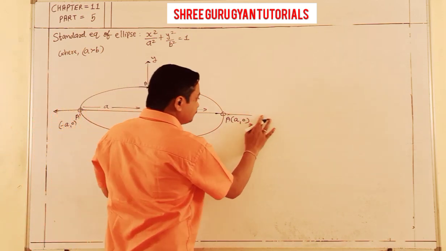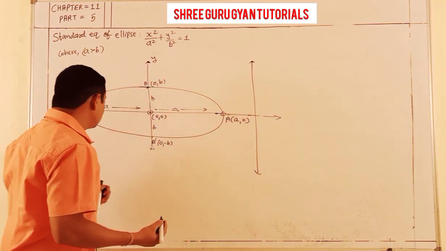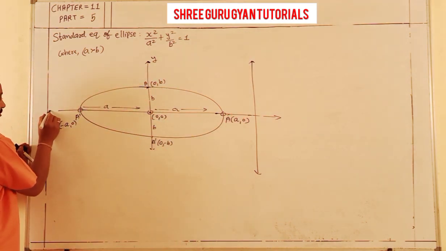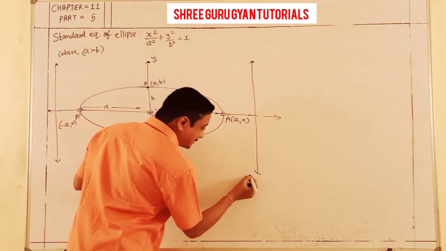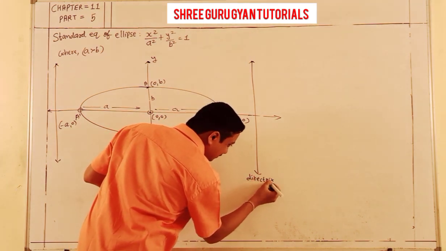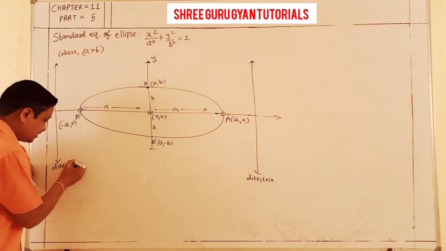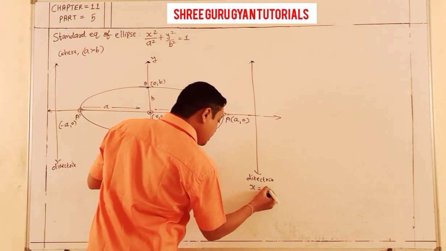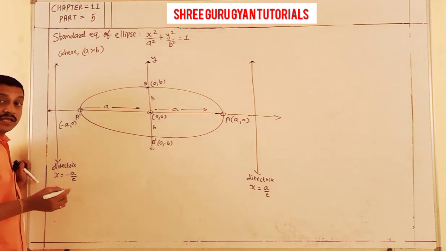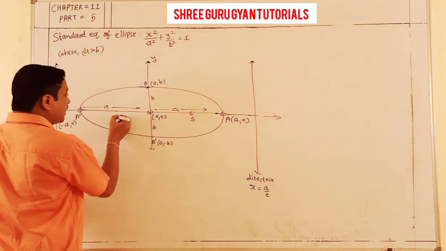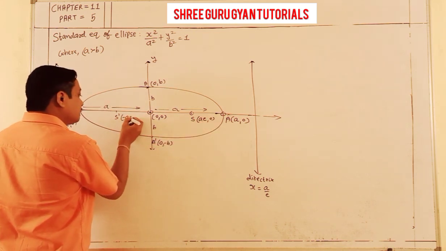Now I go further. Here are two directrix. You can plot the two directrix on both sides, at a and a dash. These are directrix. Here also, same, these are directrix. The equation is x equals a by e and x equals minus a by e. And there are two foci, S and S dash, which are a comma 0 and minus a comma 0.